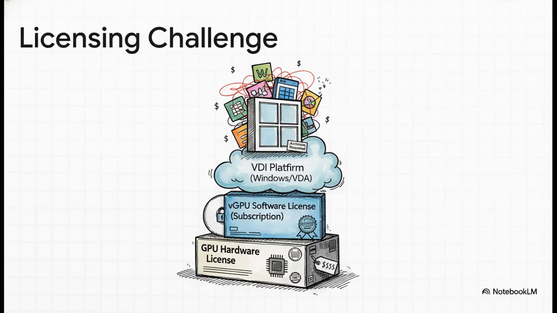And here's why it's so tricky. Licensing isn't just one item you check off a list. It's a whole stack of different agreements. You've got licensing for the physical card, for the vGPU software itself, for your VDI platform like VMware or Citrix, for the Windows OS, and then for every single application running inside. Each layer has its own rules, its own costs. It's a lot to manage.